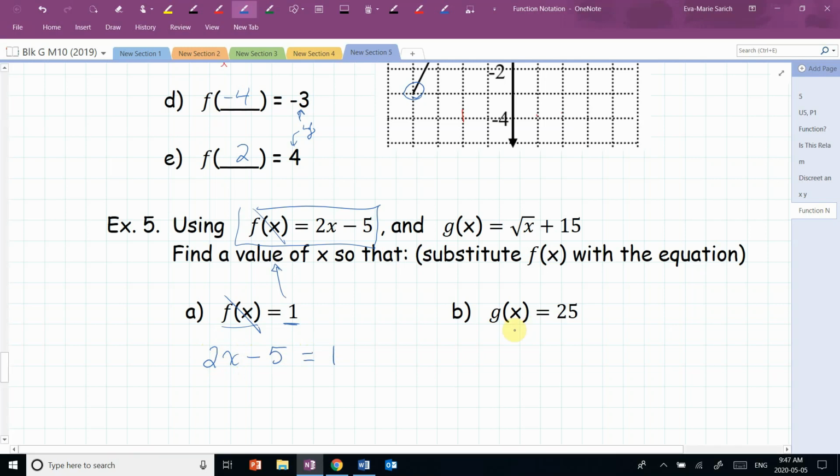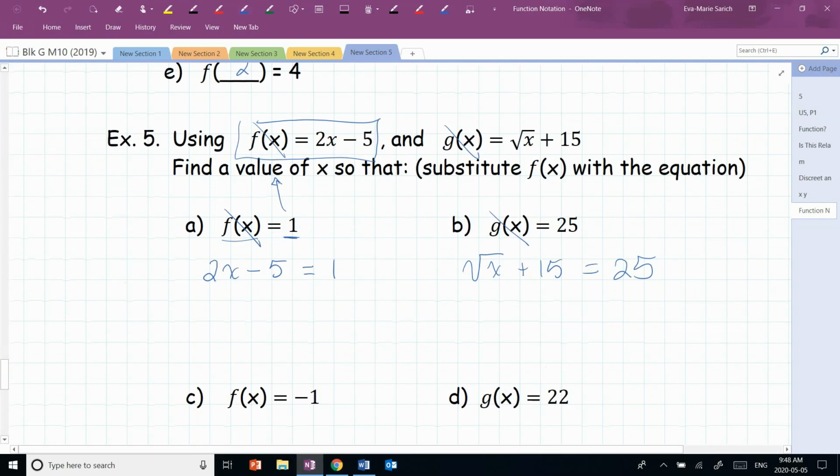Look at the second one here for g at x. Okay? So we're going to take out the g at x and we're going to replace it with a 25. So now the square root of x plus 15 is now going to equal 25. We're just replacing the g of x or the f of x symbol with what it equals. Okay, let's now go and solve these.